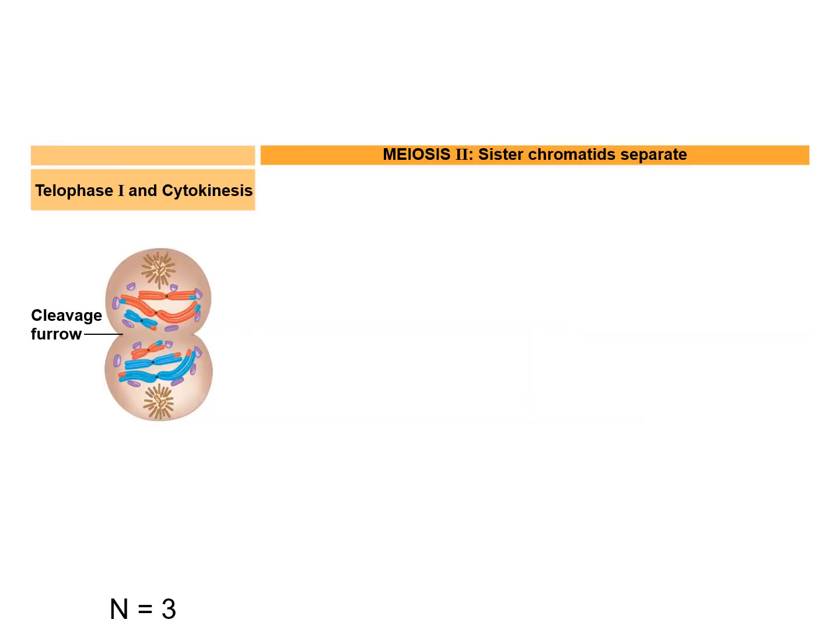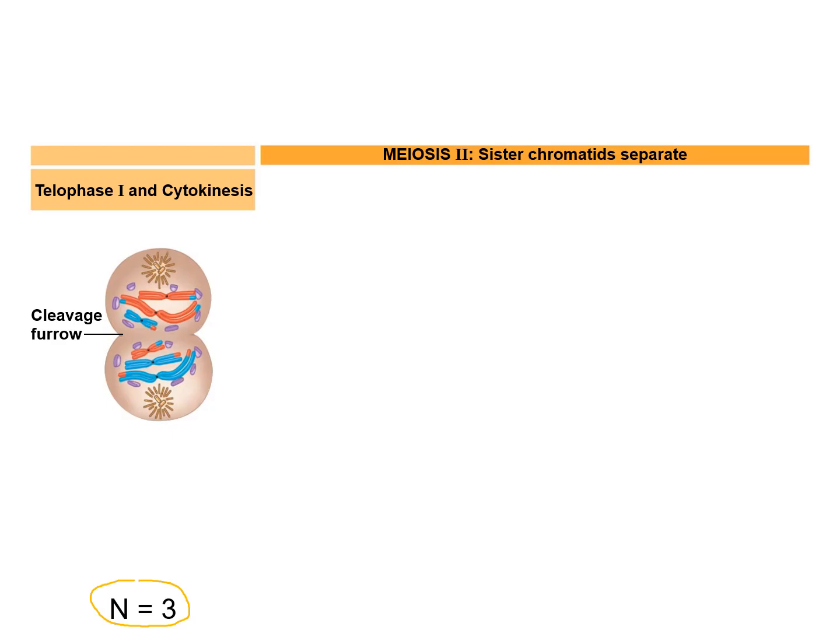Then there will be a brief phase in telophase and cytokinesis where the cell will go ahead and divide. At this point, there is now only one copy of each chromosome in the 2 daughter cells. This means that instead of being 2n equals 6, we are now 1n equals 3. That makes these cells haploid.